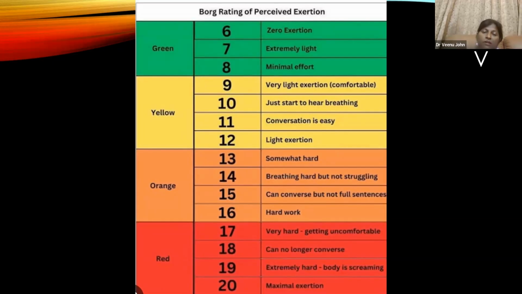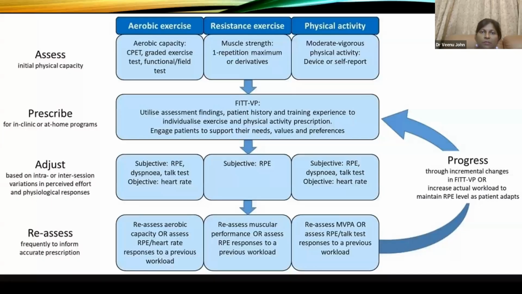Can't talk at all, or maximum exertion with respect to body ache and everything, then it is red, that is high exertion. So this is the scale which they use to find out what type of exertion the person has gone through. So this is how we prescribe the exercise for cardiac rehabilitation.